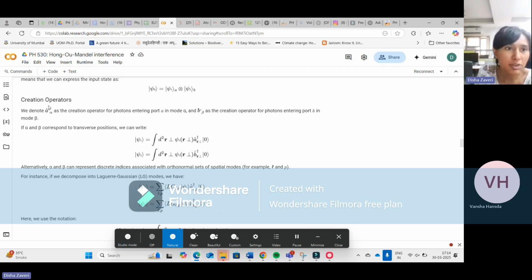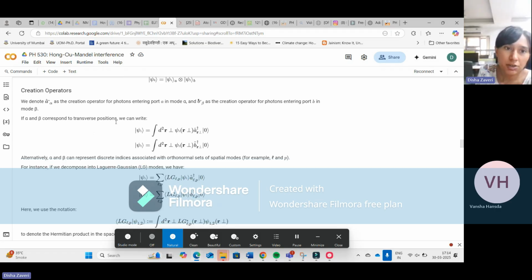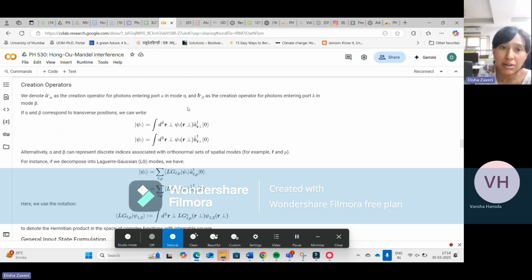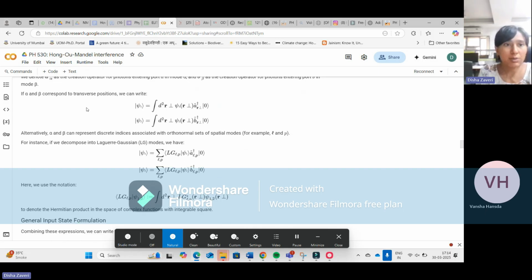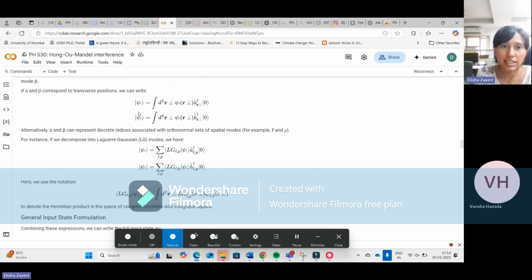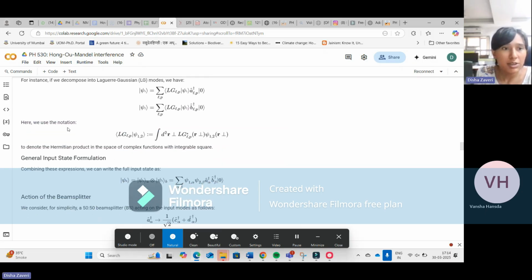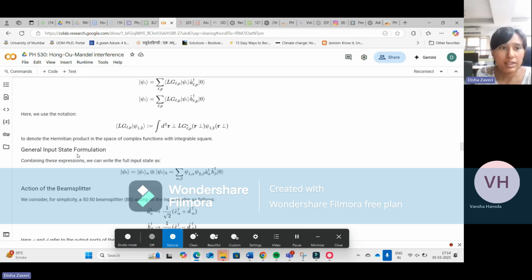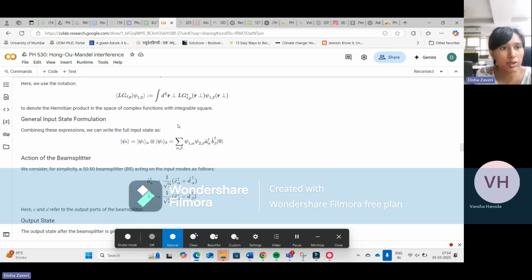Now let's talk about creation operators. So we know a-dagger alpha as a creation operator for photons entering port A in mode alpha, and b-dagger beta as a creation operator for photons entering port B in mode beta. If alpha and beta correspond to transverse position, then we can write psi 1 and psi 2 as this. Here we are using this notation for writing the Hermitian product in the space of complex functions with integrable square.